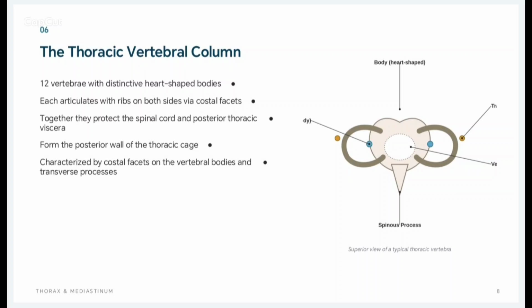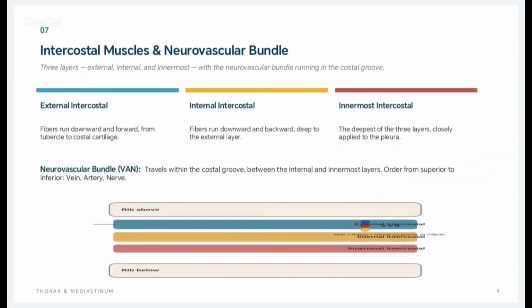The arrangement of these facets dictates the range of motion in the thoracic spine, which is more limited than in the cervical or lumbar regions to ensure the stability of the chest cavity and the protection of the delicate organs housed within. The spaces between the ribs are occupied by the intercostal muscles and the neurovascular bundle.